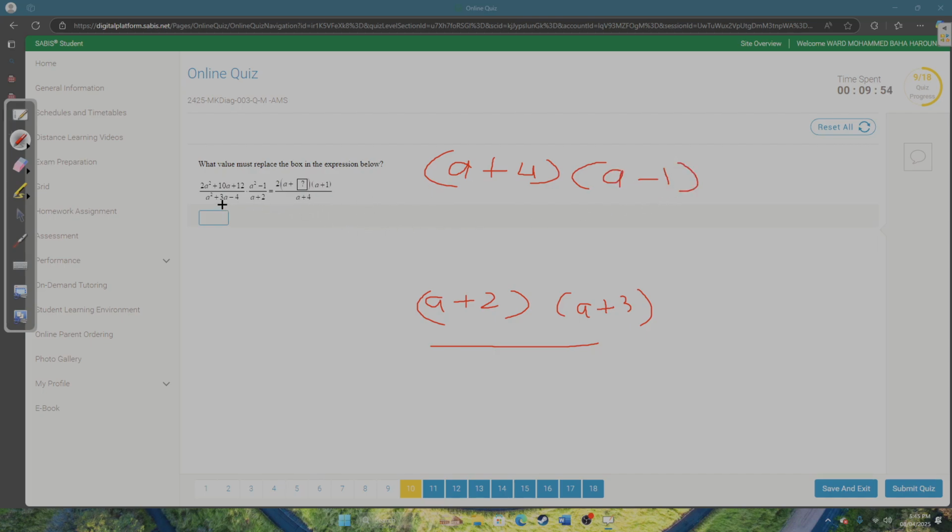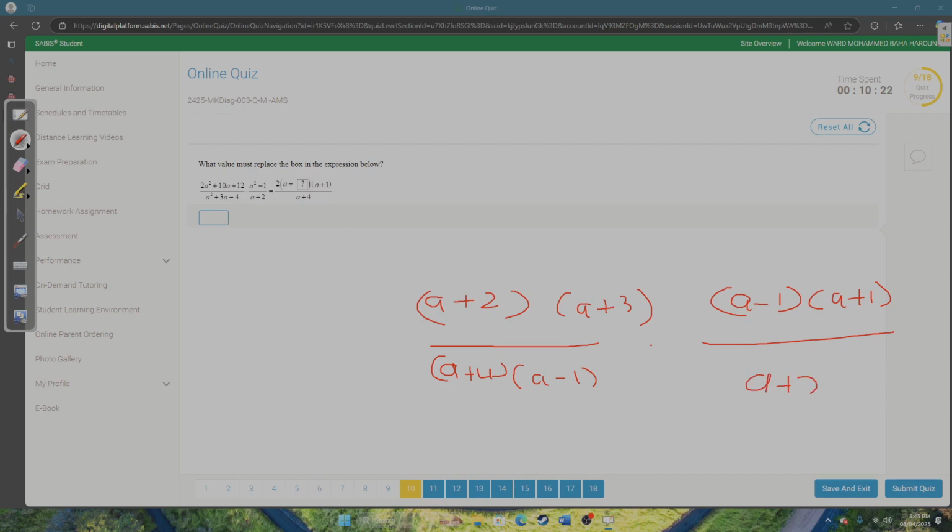Because if you multiply 4 and negative 1, you get negative 4, which is this number. But if you add 4 and negative 1, you get positive 3. Like 4 minus 1 is just 3. So we found a plus 4, a minus 1. Okay. We found the first fraction, and then it's multiplied by this perfect square, a minus 1, a plus 1, over a plus 2. You should know what a perfect square is already.